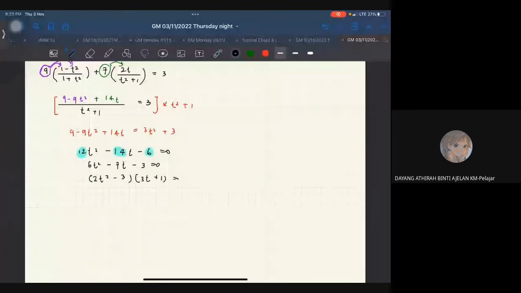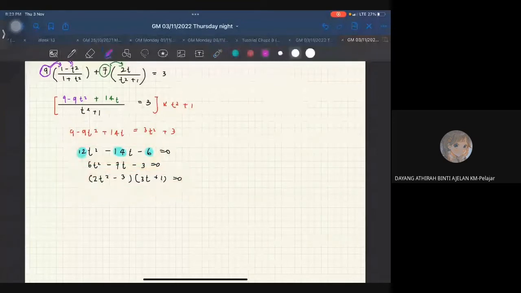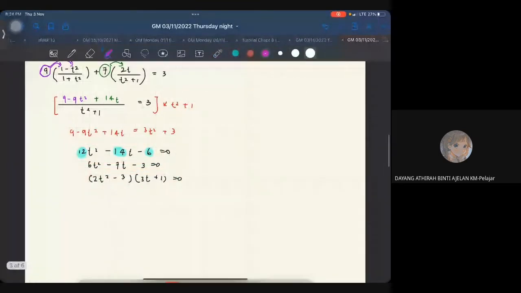Okay, so ini sepatutnya apa yang awak dapat. This is what you get when you press your calculator. Okay, awak still akan dapat nilai ni kalau awak buat daripada sini terus pergi bawah ni. Awak still akan dapat. Okay, so saya highlightkan untuk awak. This one. Bila awak tekan calculator, awak akan terus dapat yang ni. Tapi awak hilang satu factor.